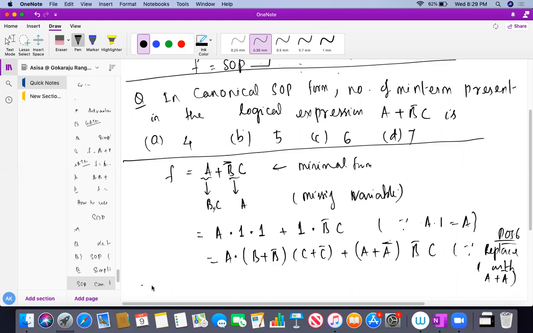Now I can apply the distributive theorem. What is my distributive theorem? If I apply it here, A BC, A BC bar, A B bar C, A B bar C bar, or A B bar C, A bar B bar C.